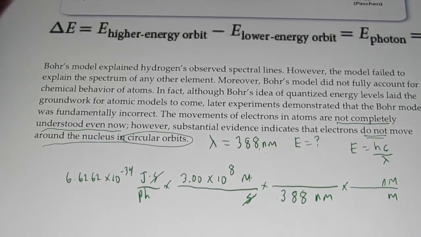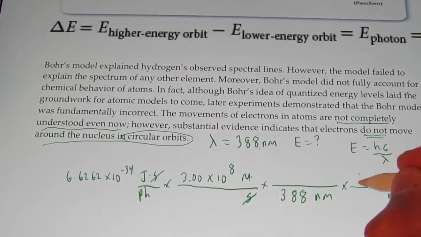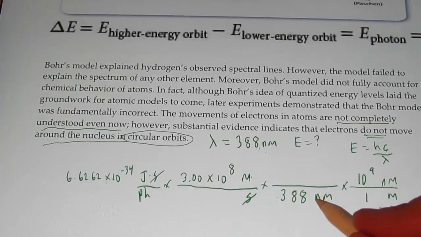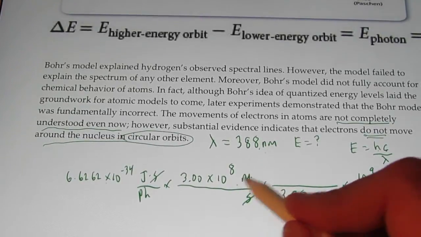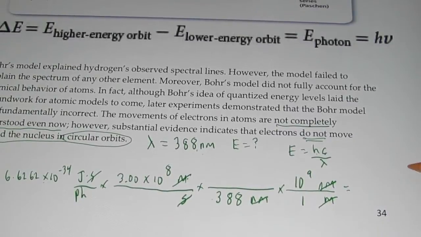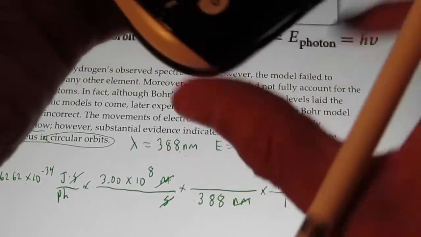Now we have to know what a nanometer is. Remember, it's a billionth of a meter. So aren't there a billion of them in 1 meter? So now nanometers divide out, and meters divide out, and we're in the unit that we need to be in, which is joules per photon. That's what I asked about. So let's plug this in and see what we get. Okay, kiddos?